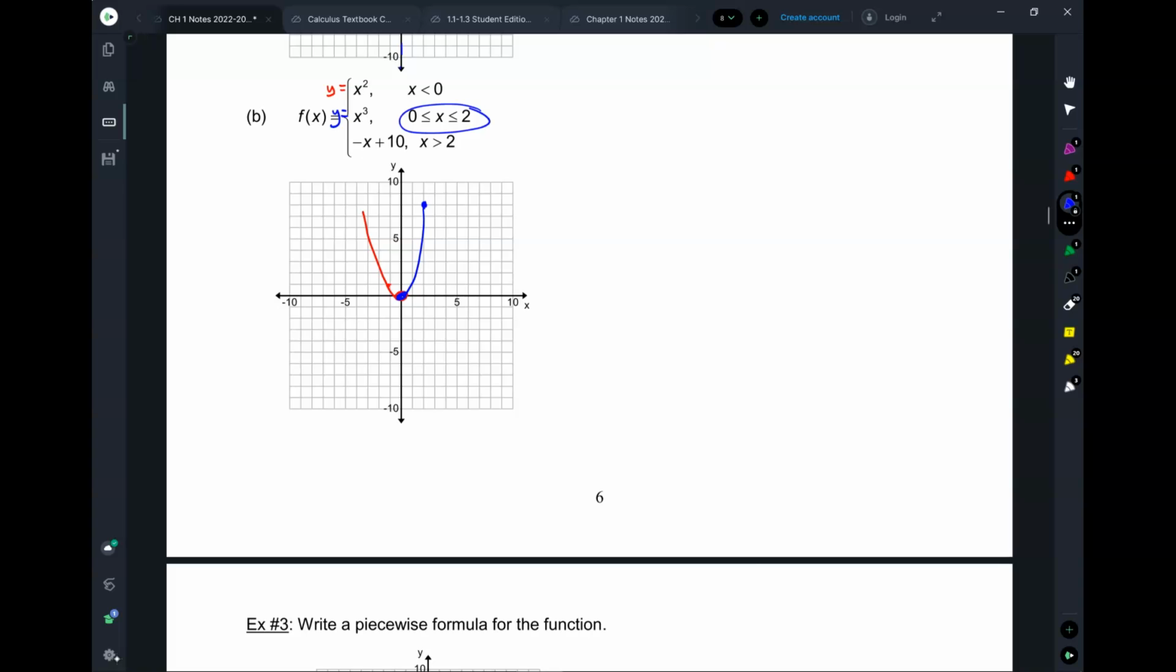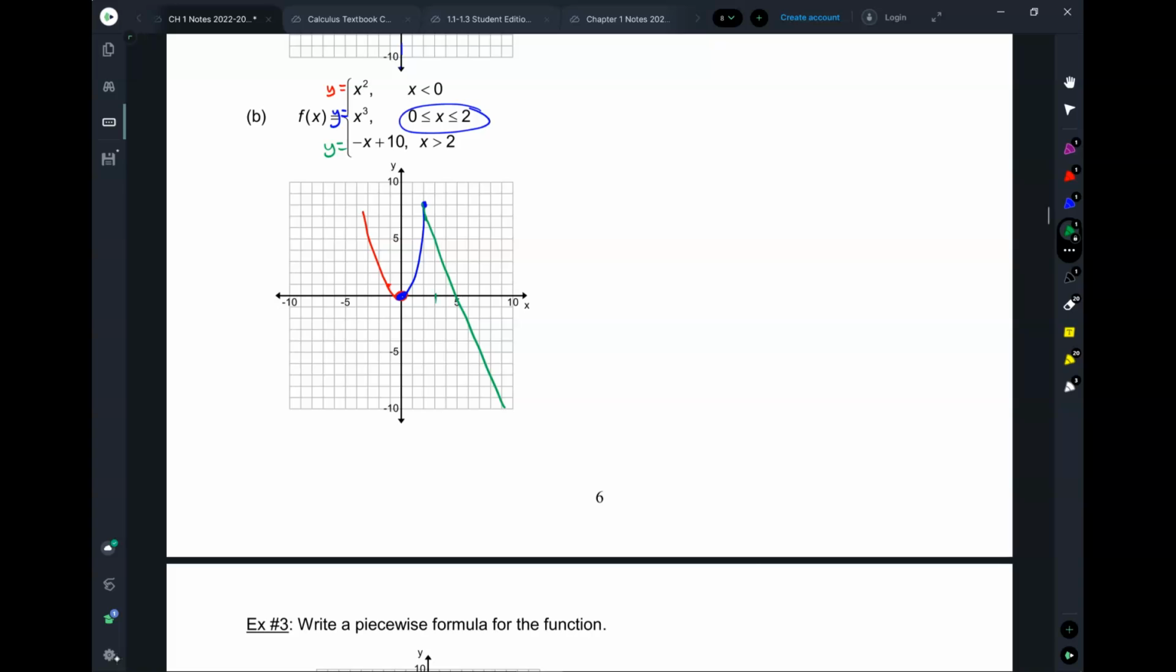And then past that, what kind of function is the other one? What kind of graph does y equals negative x plus 10 produce? A line. Okay. So the boundary is that x is 2. Let's plug in x is 2. What do we get? 8. Open or closed? Open, but that's already closed, right? Open and closed on top of each other, it stays closed. So let's put in another point, like x equals 3 or something. 7. So that looks like this.